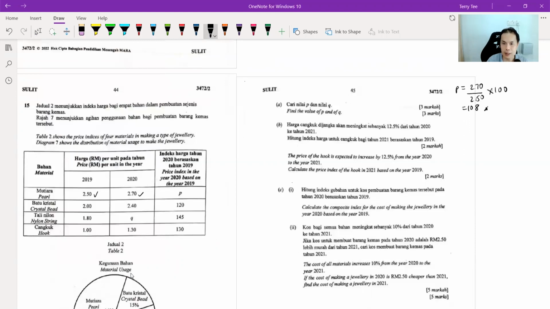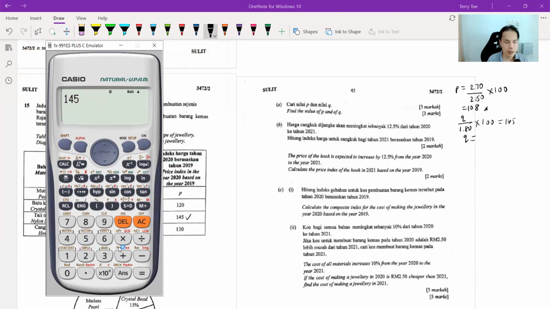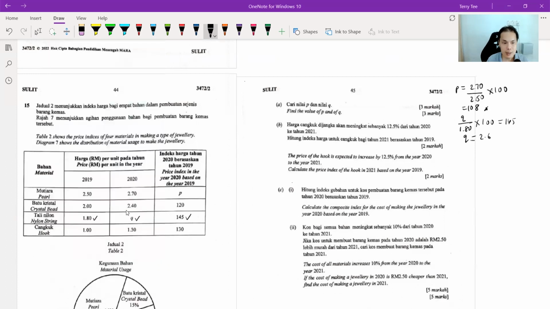Now for Q, this is still part A. For Q, we are looking at the price for the nylon string in the year 2020, and the price index is 145. The price in year 2019 is 180. So let's take Q divide 180 times 100. Let it be 145. And to find Q, let's take 145 multiply with 180, divide by 100. I got to divide by 100. So my Q is 2 ringgit and 61 cents. You don't have to write RM because this is already in RM here. See the price, just write 2.61. Okay, next, part B.